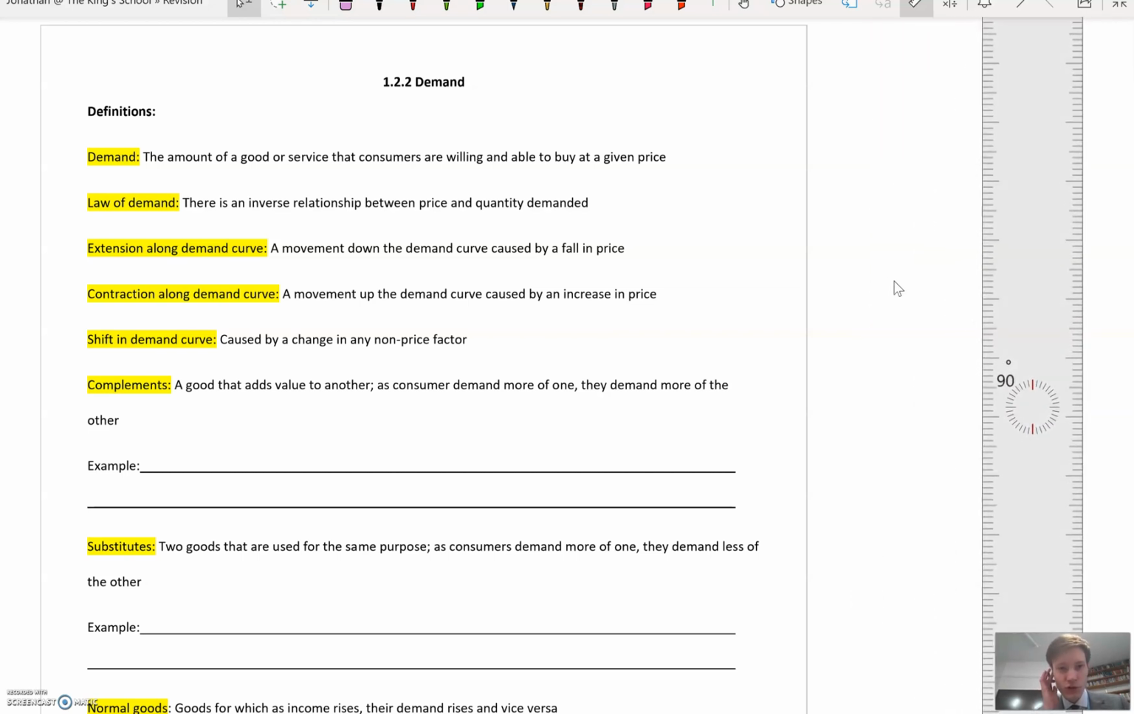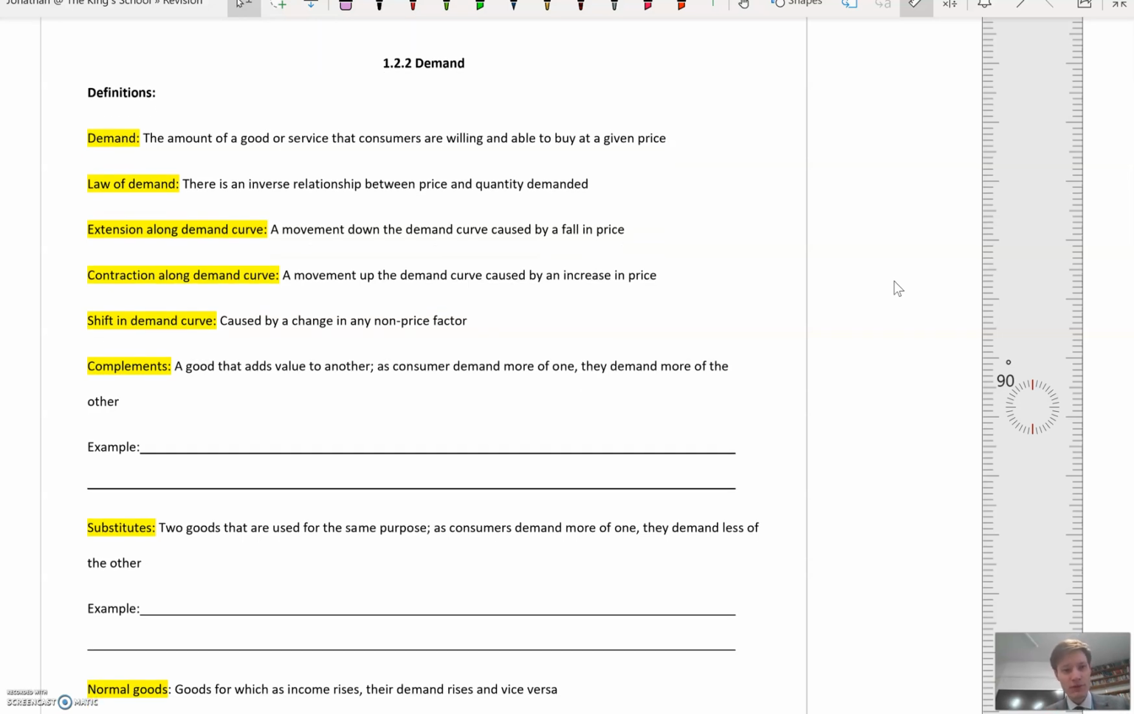Okay, most important topic in micro, it's the basis of everything. So let's talk about demand first.